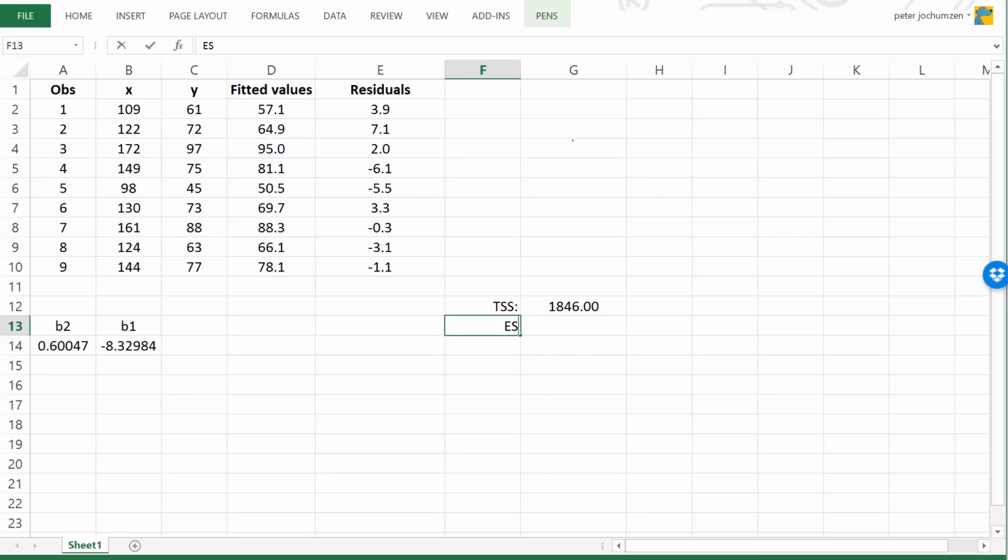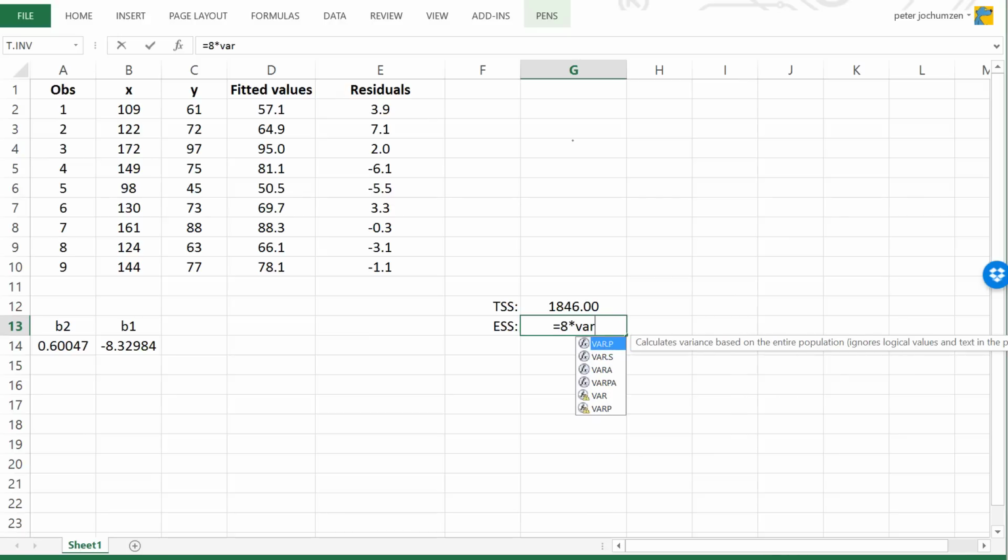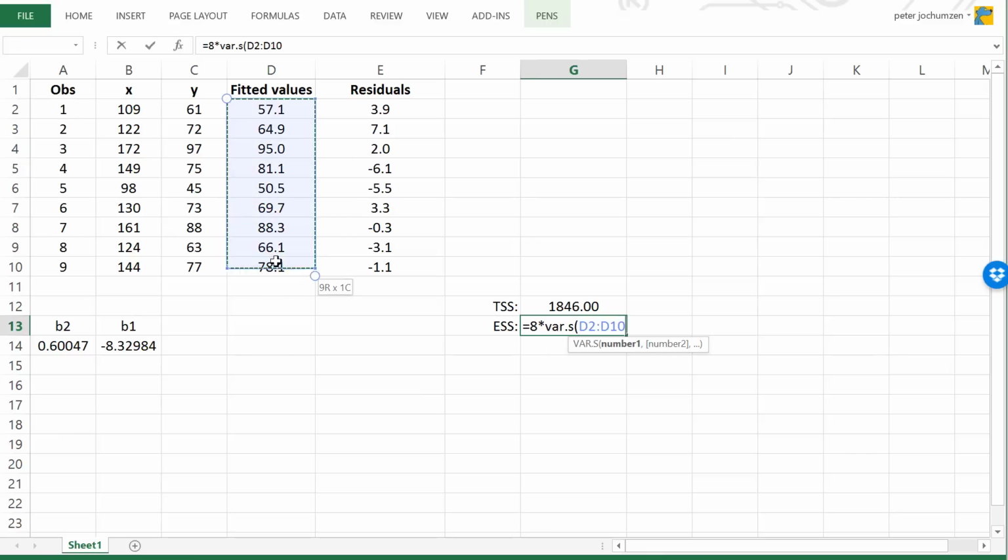So let's do the ESS. n minus 1, 8 times VAR.S of the fitted values. Like that, 1686.7.